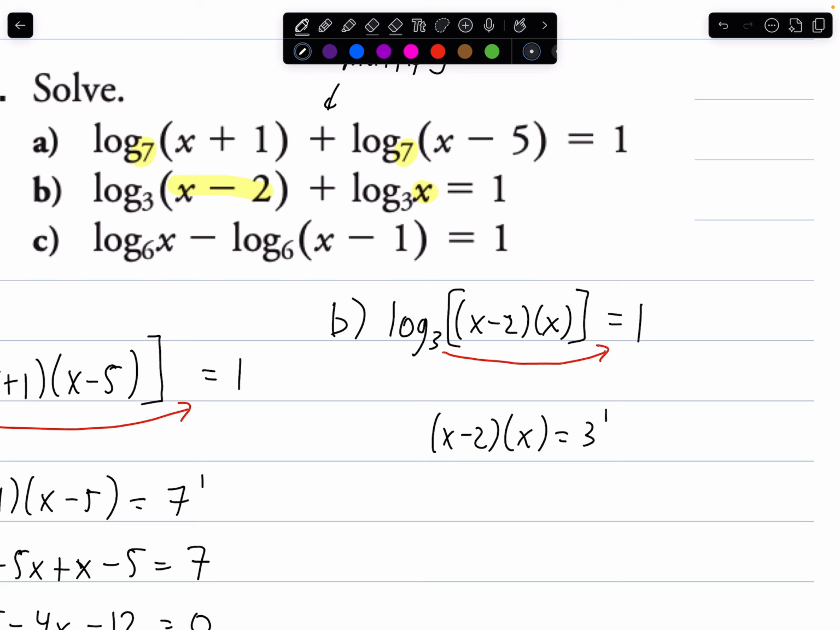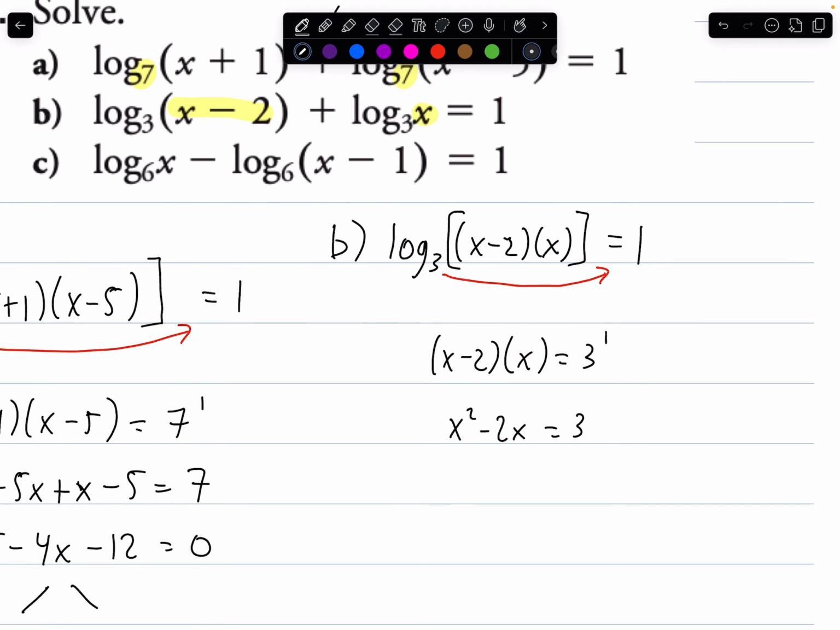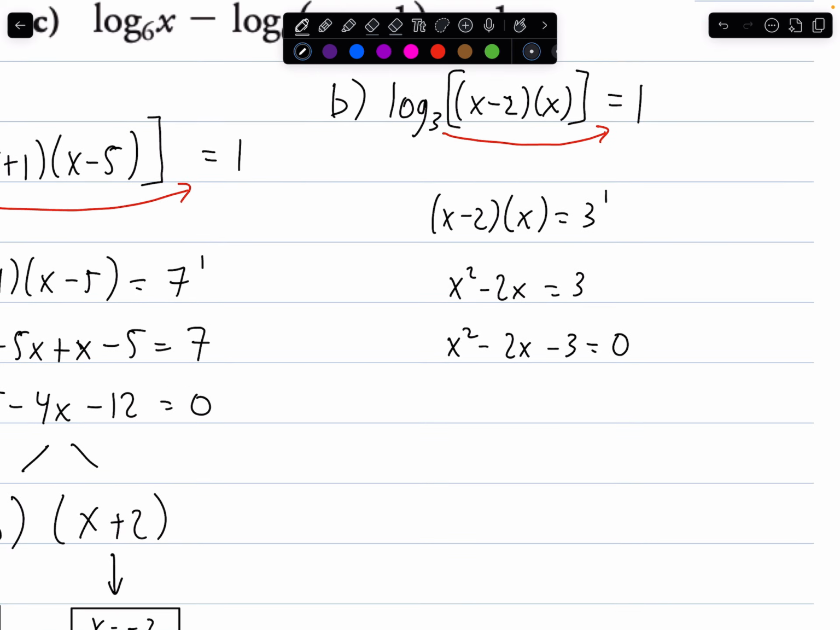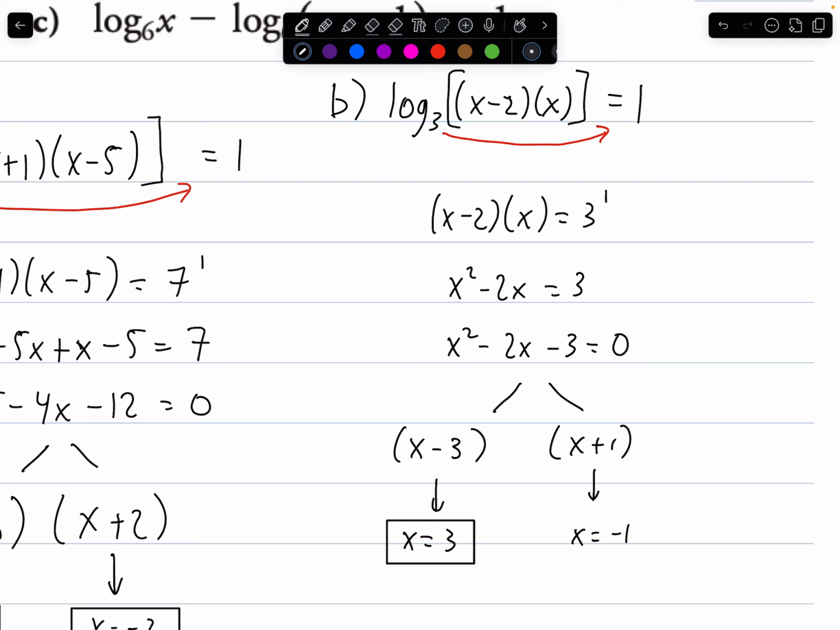This becomes x squared minus 2x is equal to 3 because I FOILed that out. And then from here, x squared minus 2x minus 3 equals 0. And what do we have here? Another quadratic. So we'll get x minus 3 and x plus 1, which gives me x equals 3 for this guy and x equals negative 1 for this guy, right?